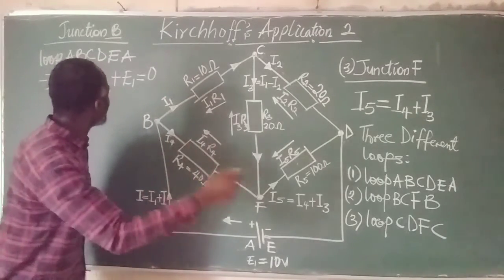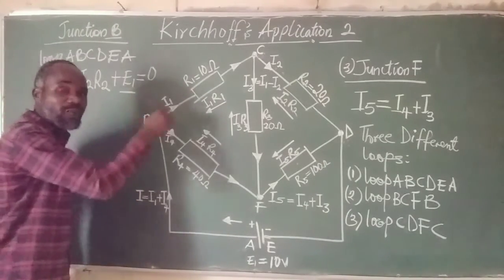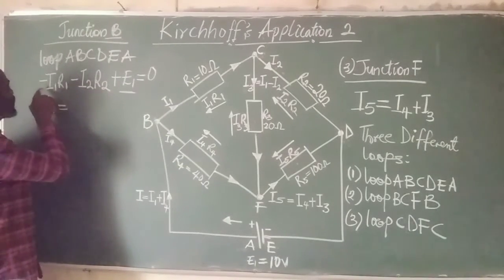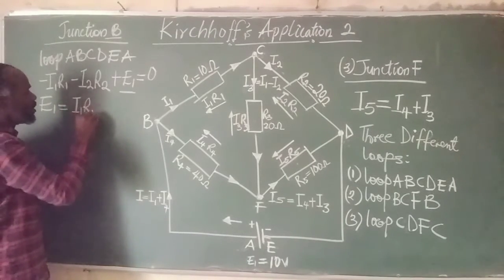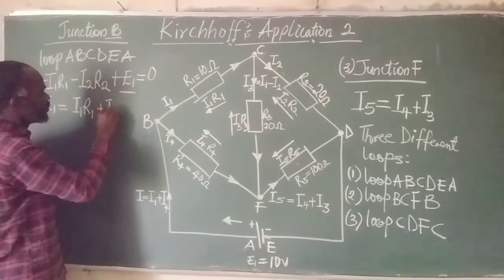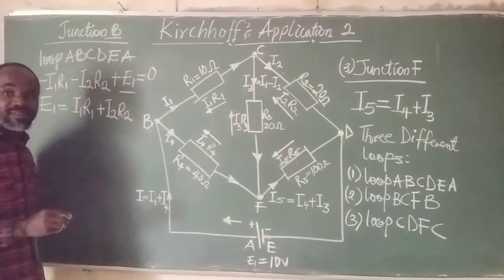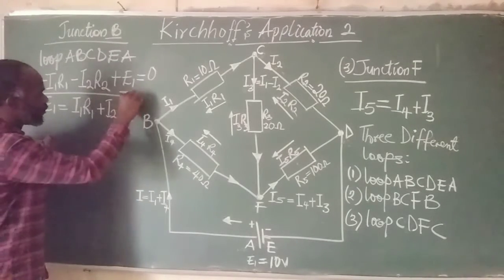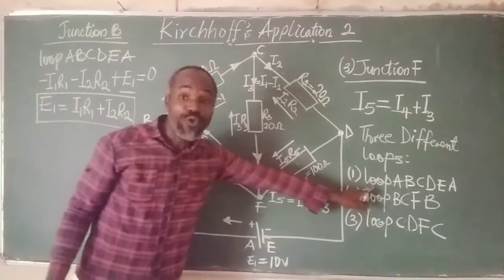Now, what do we do? We are going to make E1 the subject, and it becomes E1 is equal to, this turns to plus, and that is I1, R1. This turns to plus as well, and that is I2, R2. Good. That is it. So we have succeeded in generating the first equation according to this loop.